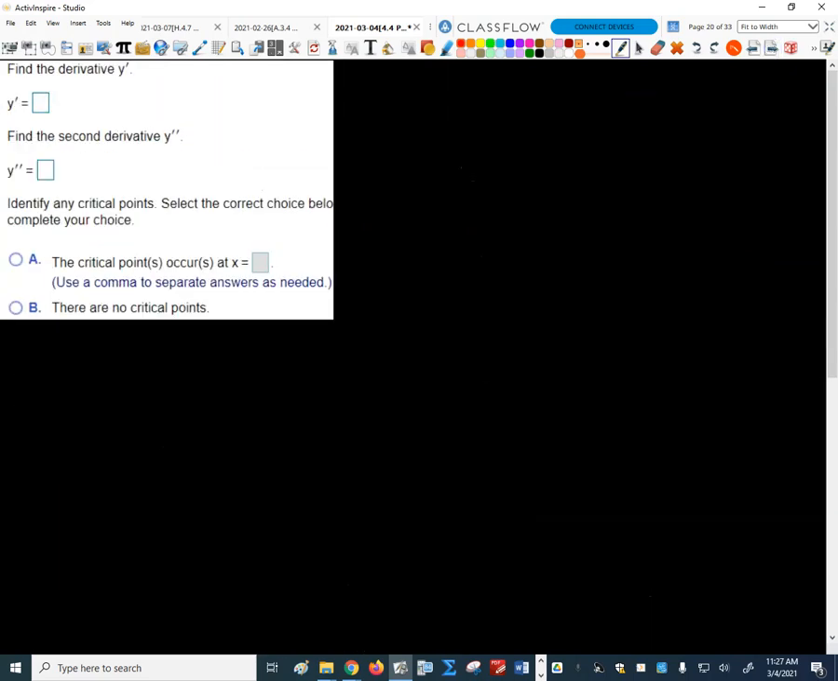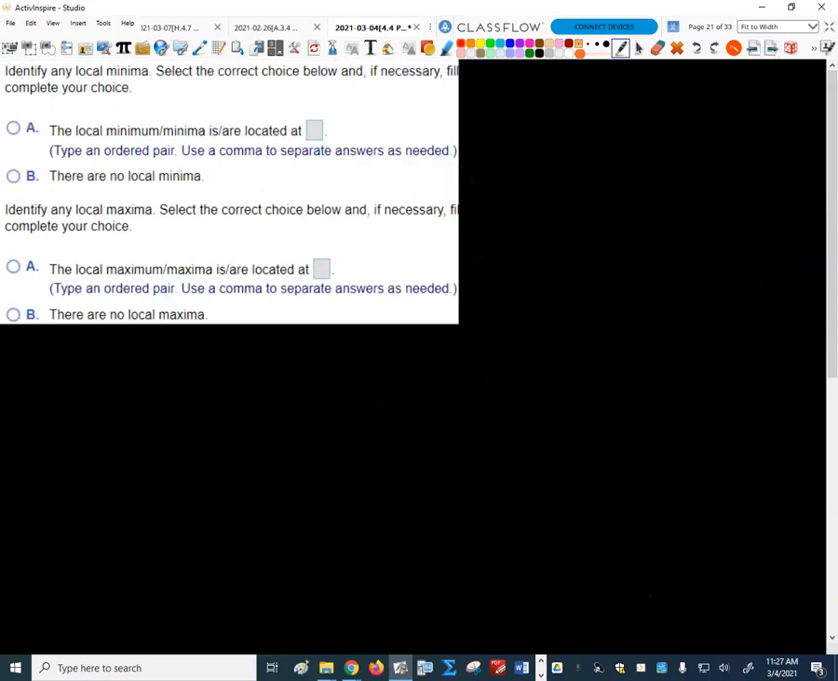So first and second derivative, are there any critical points? Yeah, the critical points occurred at x equals 0 on that one, right? Let's see, we had a local minimum or maximum at the point 0, 0, right? They want that as an ordered pair. So we had 0, 0. Oh, whoops. And we had a minimum, right? The local maximum, there was no local maximum. So it would have been that.